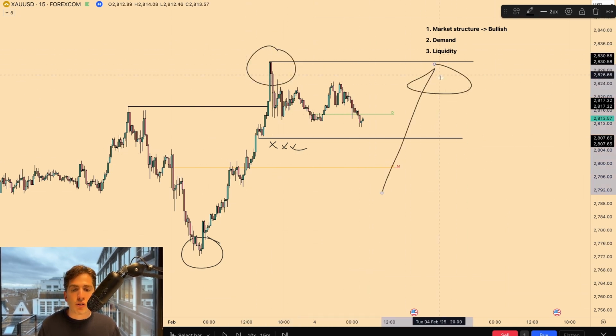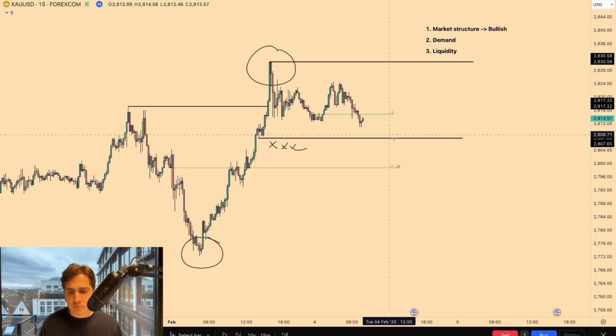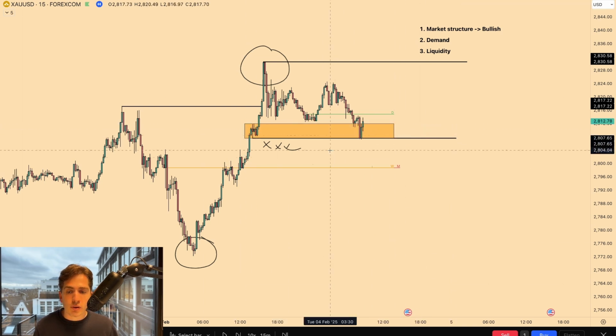So we're looking for further upside, but we just need what? We need demand, and we need liquidity as well. So what we have here is a chart on the 15-minute time frame, and what we see now is that we have liquidation. So liquidation happens here. By the way, this is also considered an area of 50-minute demand.